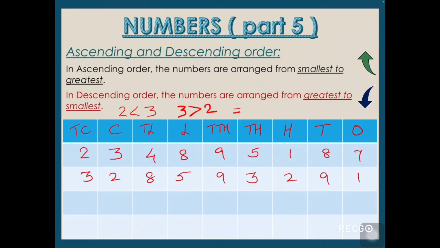So the mouth is open towards the bigger number, that means towards the open mouth the bigger number will be written. So I will read it as 3 is greater than 2, and here I will read it as 2 is smaller than 3. So from these two numbers, 23 crore and 32 crore, this number is smaller and this is greater, right? I hope this is clear.